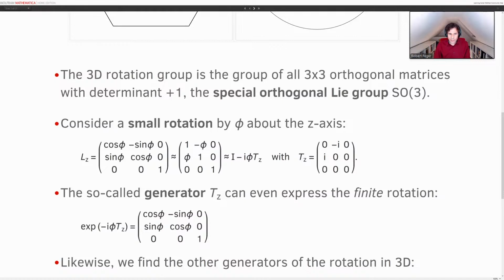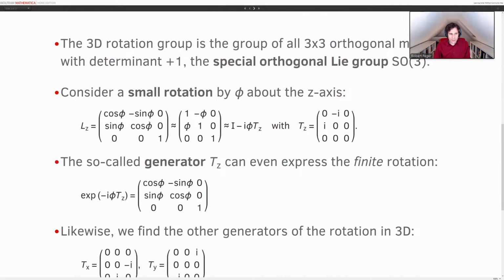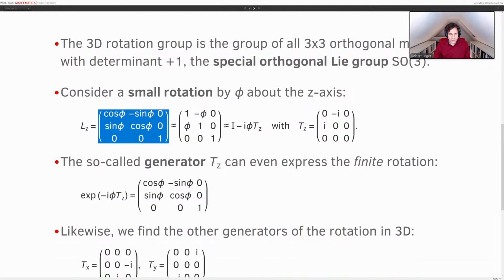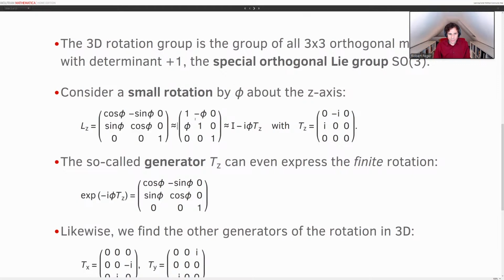So now we will look at a small rotation by phi about the z-axis. I'm using small because I said something about infinitesimal Lie group. So here, this is a rotation matrix. You can even find that in Mathematica with sine and cosine. And since the angle is small, you can approximate the cosine by 1 and the sine by phi, and you end up with this matrix.